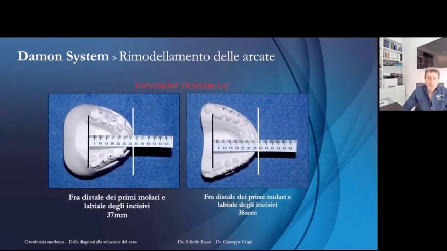It is also interesting that if we take a look at the line at the distal of the first molars and the line in front of the incisors, and we compare those lines before and after the treatment, we will see that their difference is only 1 millimeter, which means that we have not seen any flaring, which is very important for the incisal group, because this is something that is very often criticized.